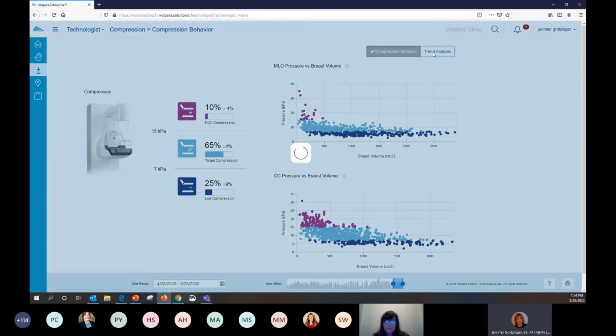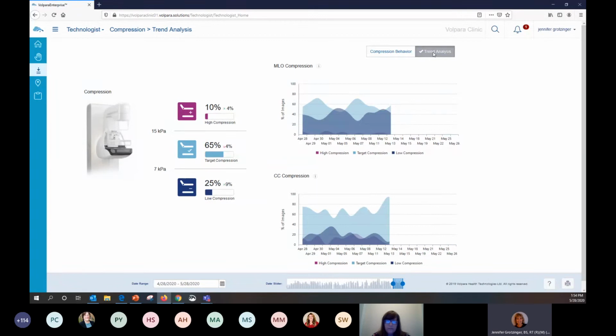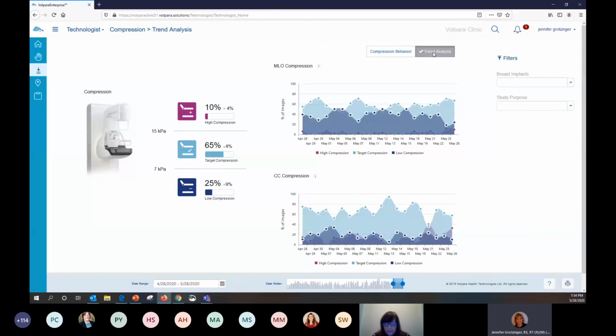Move to the right. Up here is your trend analysis. When you click on the trend analysis, again, you'll be able to identify the MLOs versus the CCs. Where are you at? Are you improving over time? Change up your date range if you would like to. See if this is getting better. And as I mentioned, I can click on low compression and it's going to take that off of my chart. Click on high compression and it will remove that. And you'll be able to see, are you getting better with this specific area?